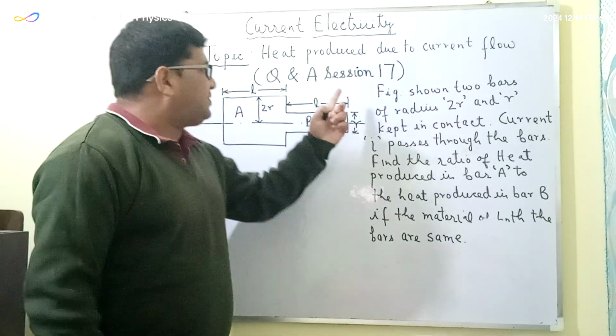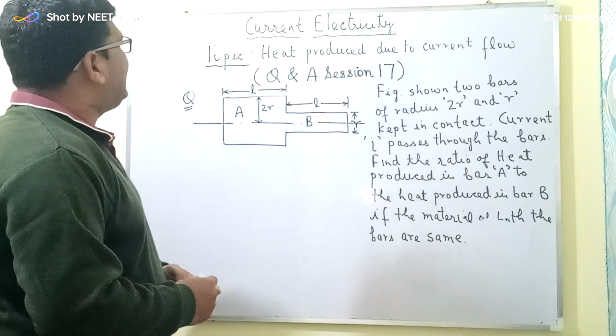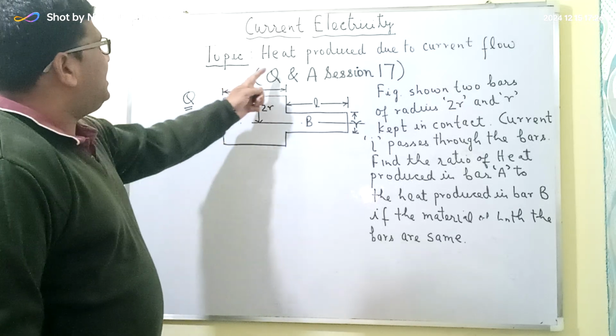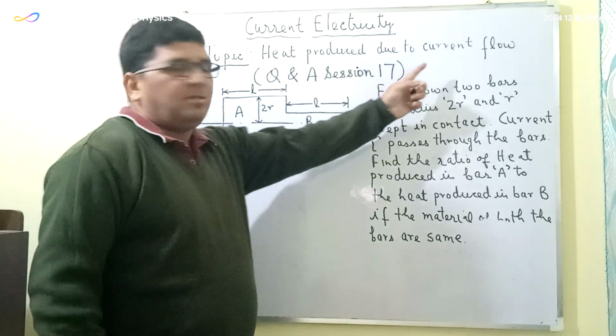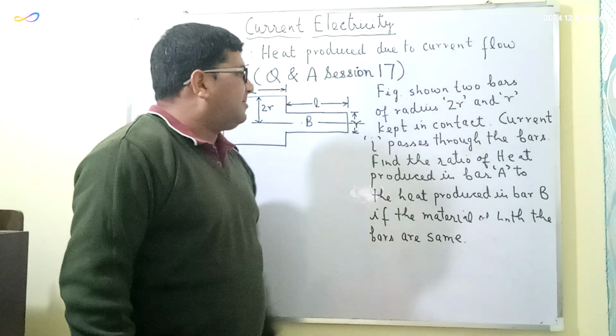Welcome to the Q&A session 17 from the playlist of current electricity. The topic is the heat generation due to the flow of the current in a conductor.